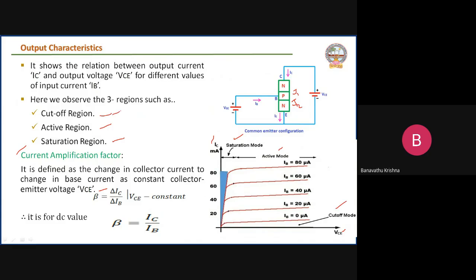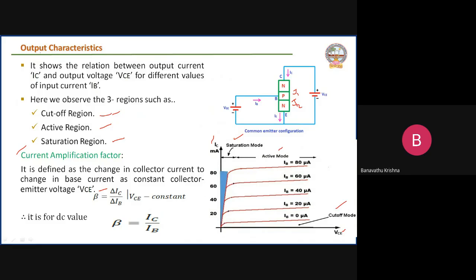Again, in cutoff mode both junctions are reverse biased. When the emitter base junction is reverse biased, the current due to majority carriers is 0. When the collector base junction is reverse biased, the current due to minority carriers flowing through the collector emitter is represented as leakage current. Coming to the active mode, the emitter base junction is forward biased and the collector base junction is reverse biased. As IB is maintained constant, the current IC increases as the reverse bias voltage VCE increases.